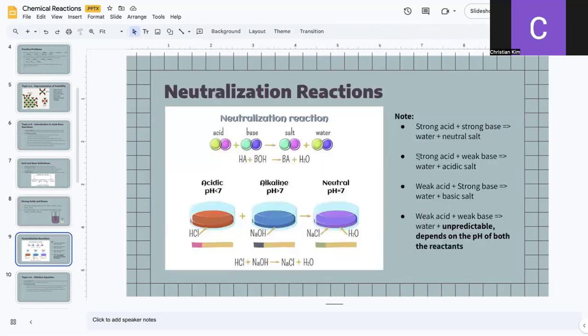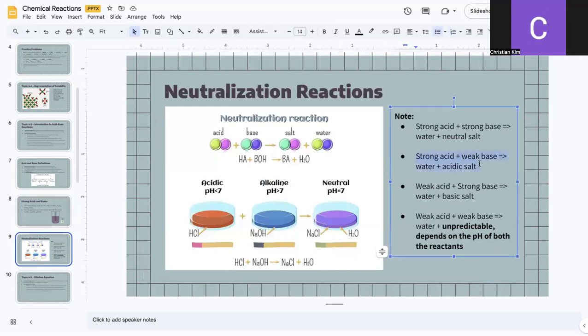It's also important to note that a strong acid and a weak base create water and an acidic salt. An acidic salt is basically when the salt is dissolved within water, the resulting solution will have an acidic pH, so the solution will be slightly acidic. That makes sense because if you have a strong acid and a weak base, since the acid is stronger than the base, they're going to react with each other, but then you're going to have some more acid because it's stronger. So it makes sense that we get acidic salts.